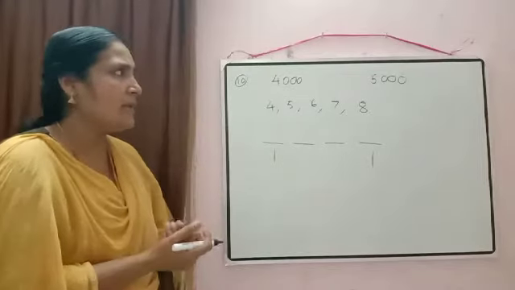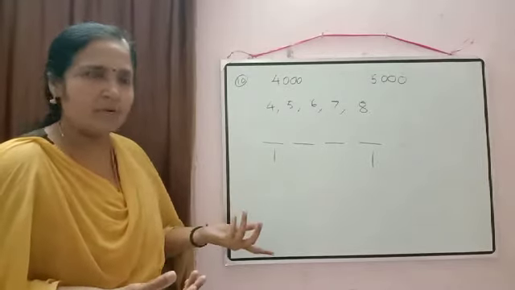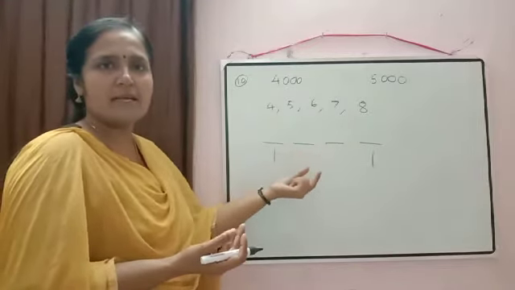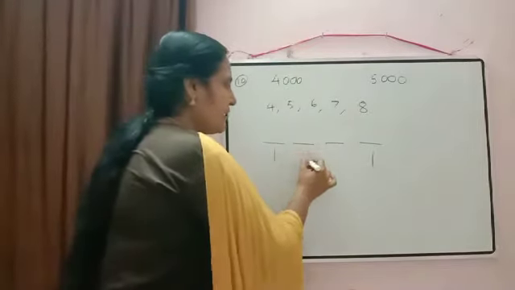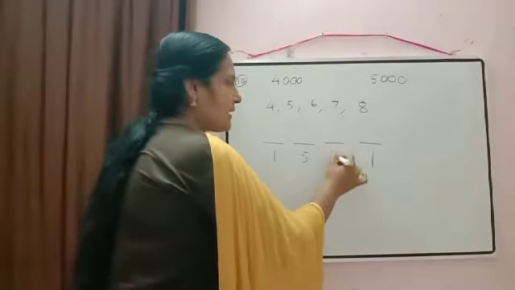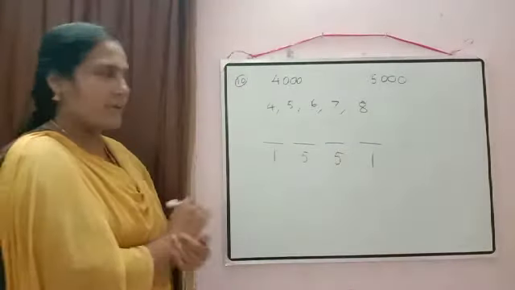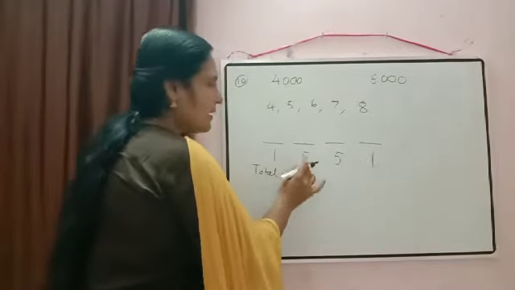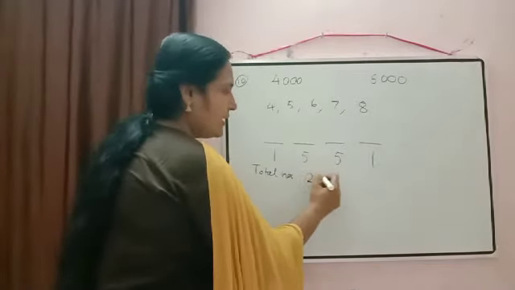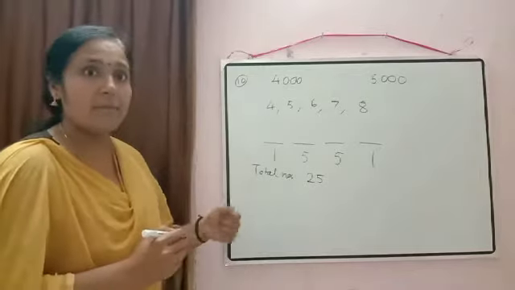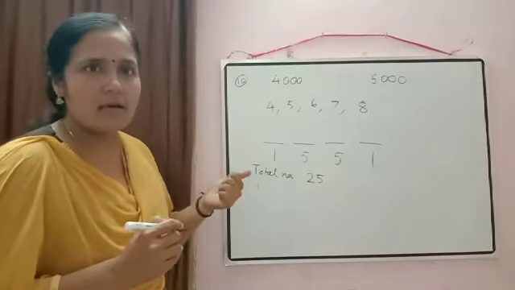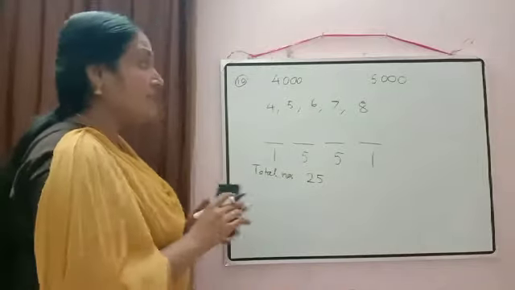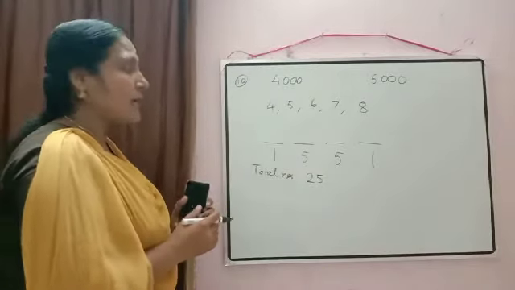Now, for the remaining, repetition is allowed. So, any of the 5 numbers can come in these 2 places. This place can be filled in 5 ways and this place also can be filled in 5 ways. So, total numbers will be equal to 5 into 5, 25, when repetition is allowed. Clear? Now with the same question we are doing with repetition not allowed.